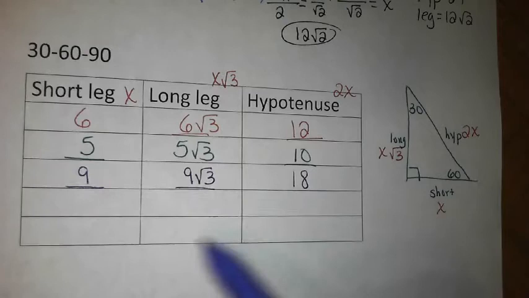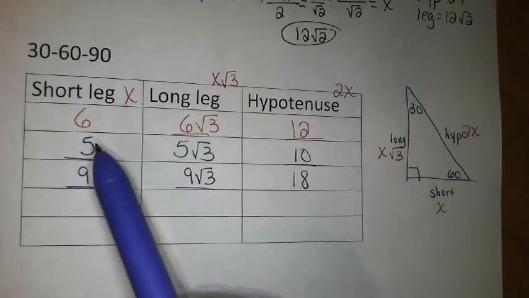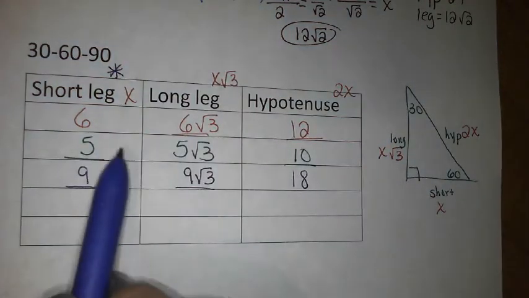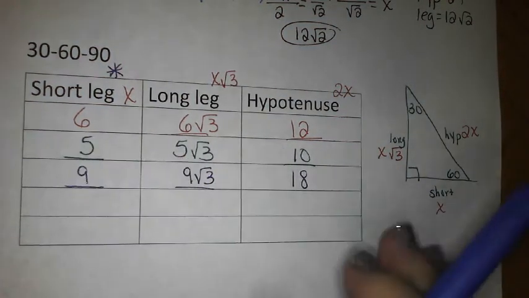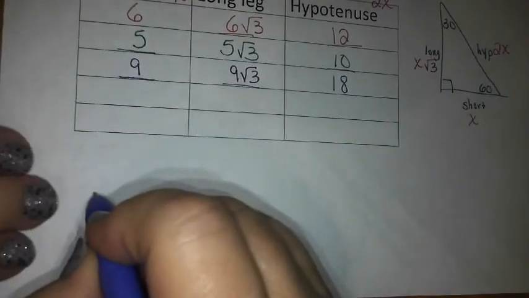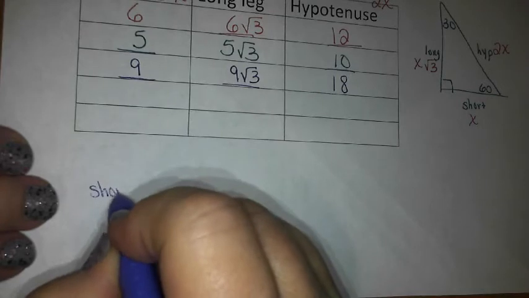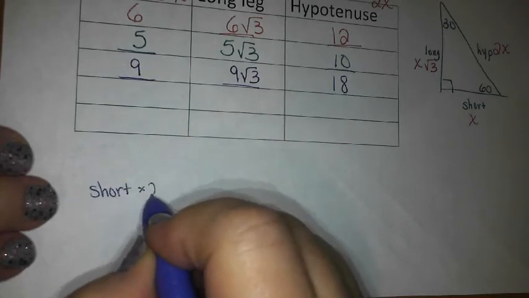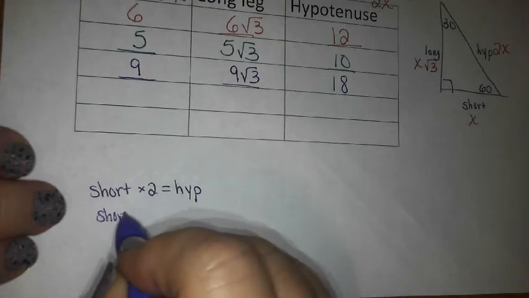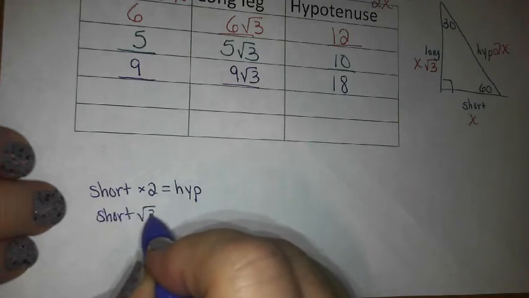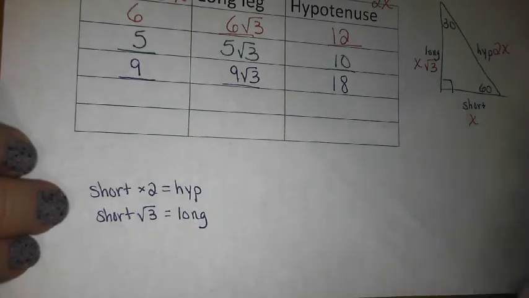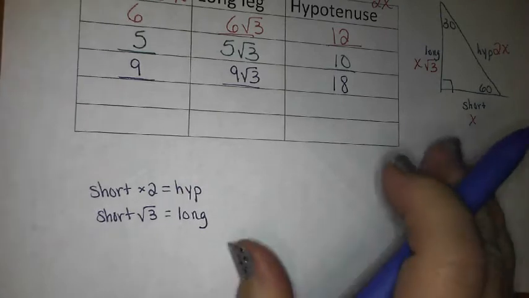So notice in any of these situations, if I don't give you the short leg, the first thing you find is the short leg. Because if you know the short leg, you can find everything else. So in the simplest terms, short leg times 2 is the hypotenuse. Short leg times root 3 is the long leg. So if you always go back and start with your short leg, then you can find the others.